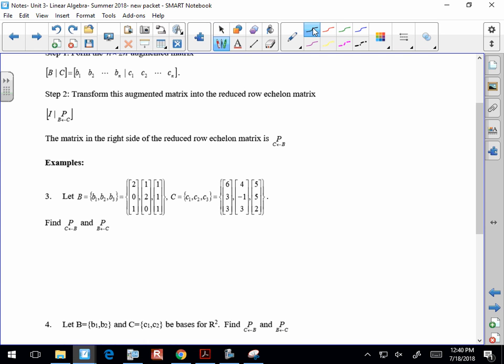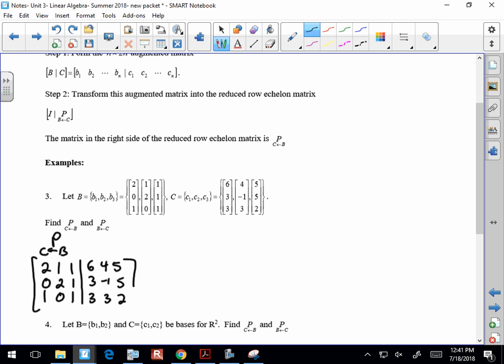So if I want the transformation matrix going from B to C, B goes on the left, C goes on the right. And row reduce.